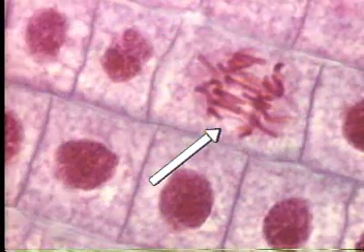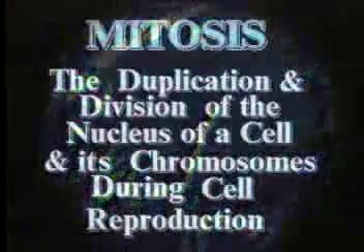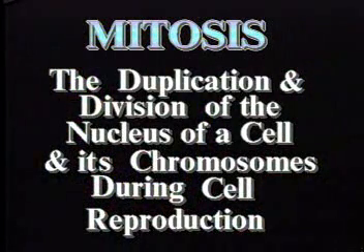For cells to reproduce themselves, whether in a developing embryo or in a full-grown adult organism, certain definite steps must be followed to assure that the new cells will contain exactly the same genetic material, or genes, that were originally present in the parent cell. And the essential process underlying the reproduction of cells is called mitosis. Mitosis is defined as the duplication and division of the nucleus of a cell, its chromosomes, during cell reproduction.